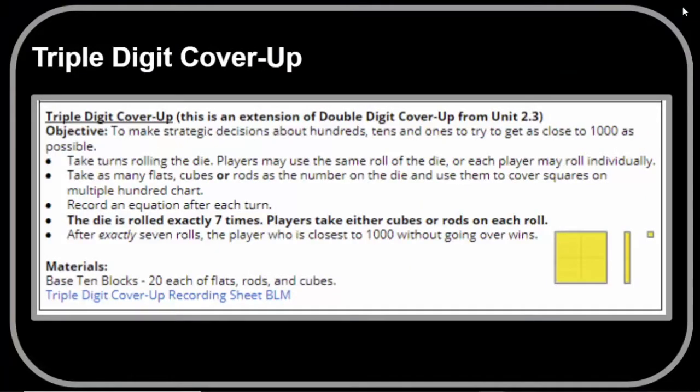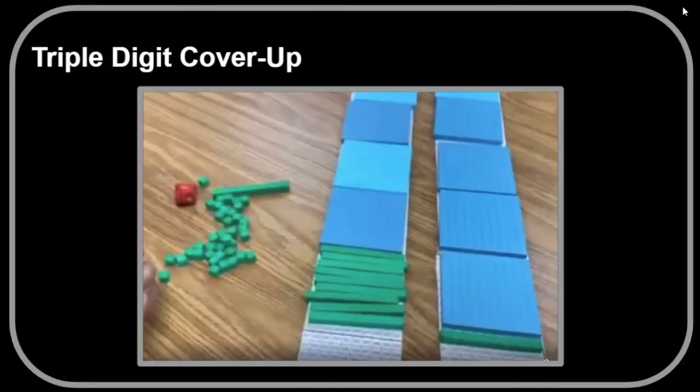A similar game, triple digit cover-up, can also be played by using base 10 blocks and hundreds charts that go up to 1,000. Students roll the die and either add a flat, rod, or cube to see who can be closest to 1,000 without going over.